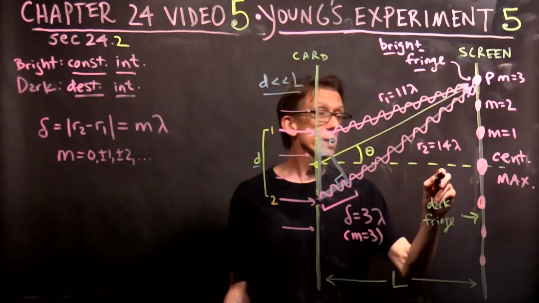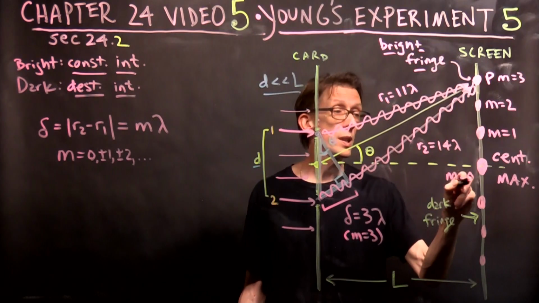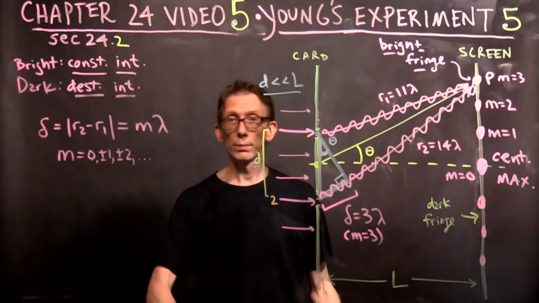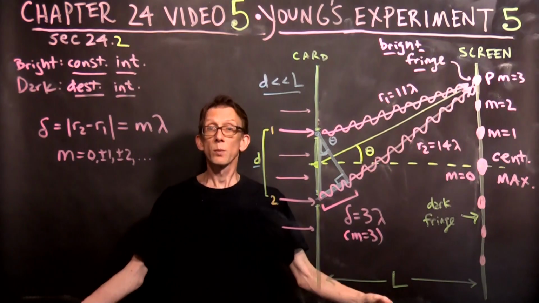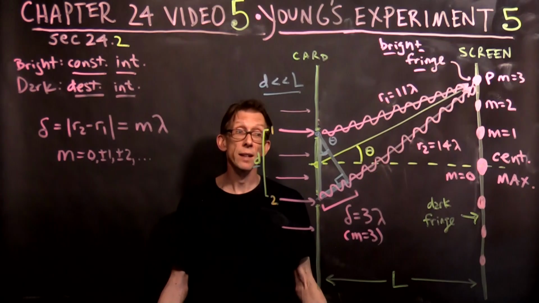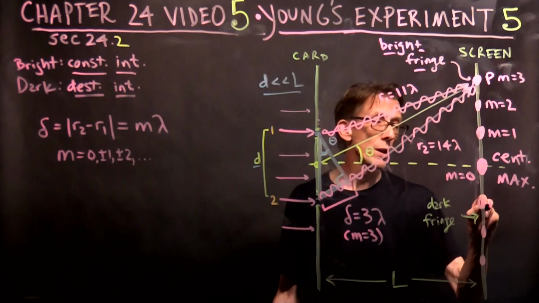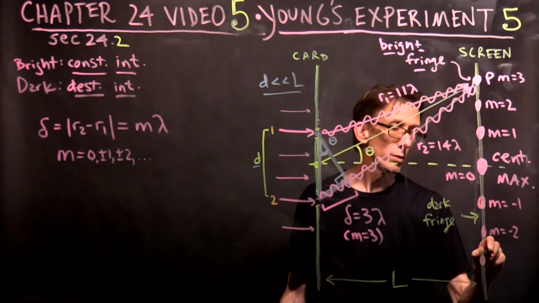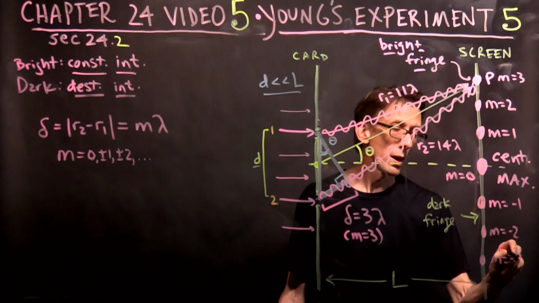The central max is m equals 0 because the path length difference was 0 lambda, which equals 0. 0 times anything is 0. So the path length difference for the central max is 0. Down here, this is our m equals minus 1, m equals minus 2, m equals minus 3.